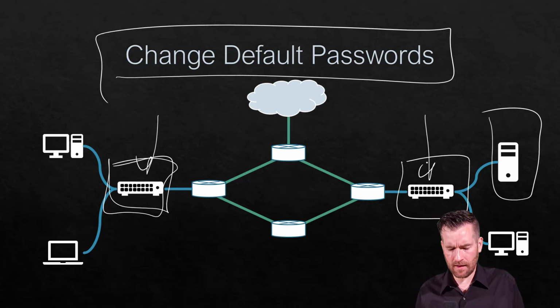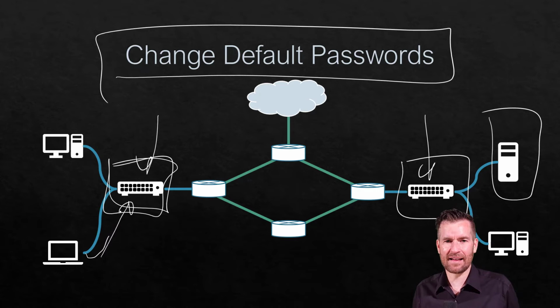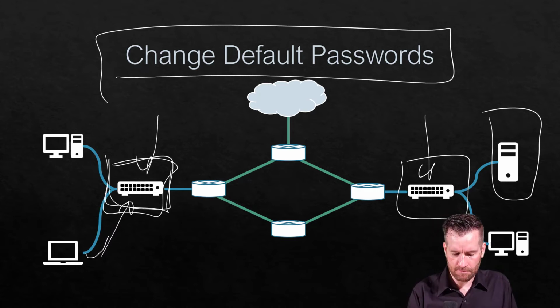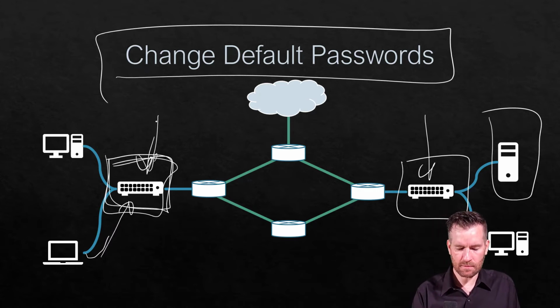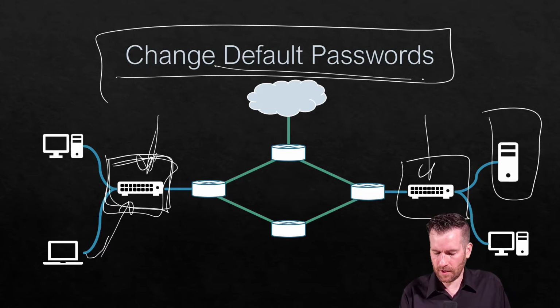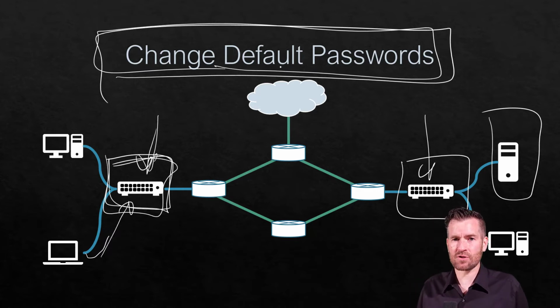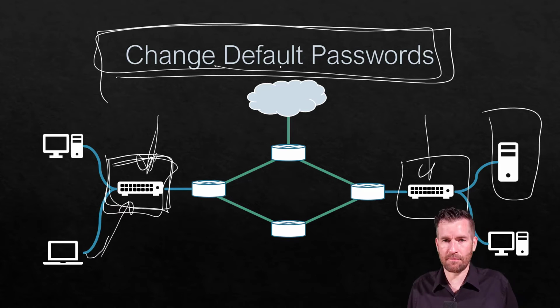If you leave it on there, then anyone on the network can figure out what model and brand of switch or hardware they're plugged into, or whatever is on the network, do a simple Google search to find out what the default username and password is, and then get onto that machine. So make sure you change those default passwords. Make sure you get rid of the default username and password and create your own on any of your equipment on your network.